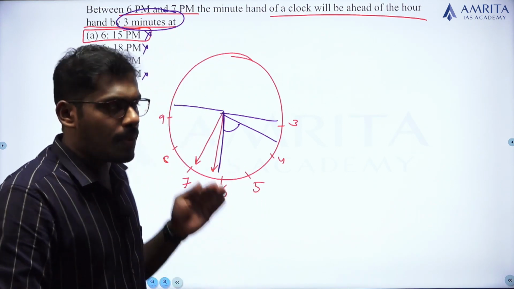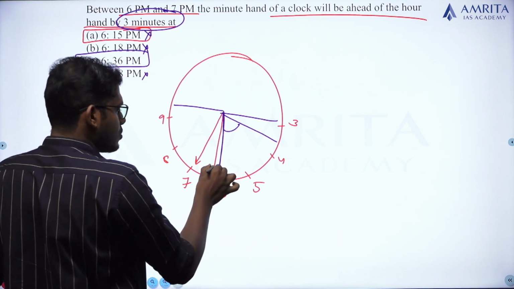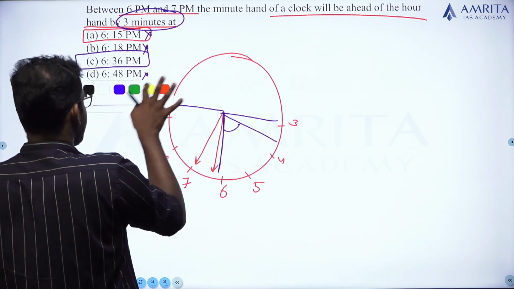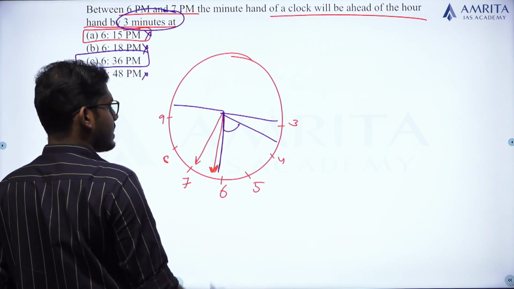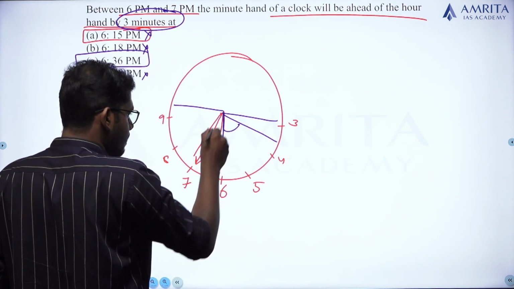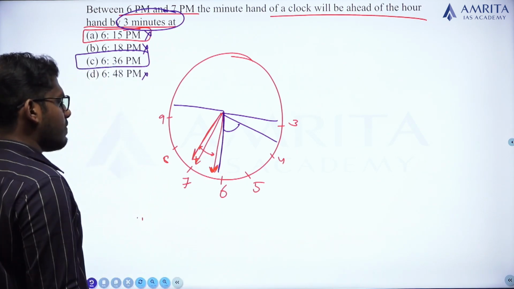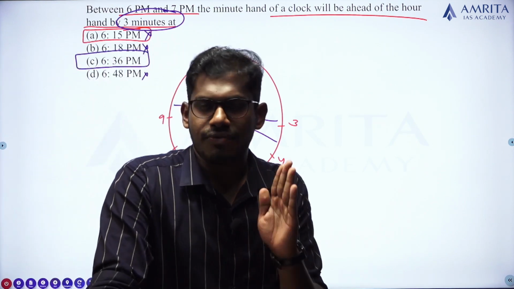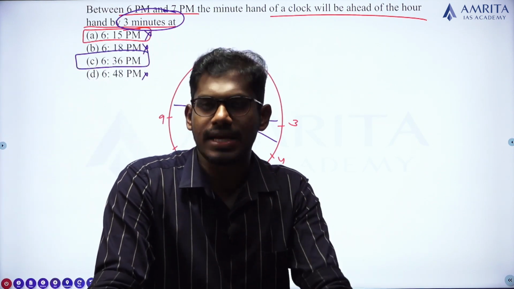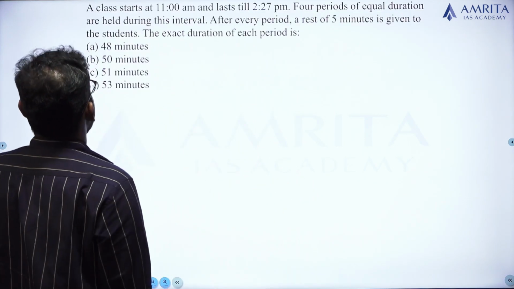So the only probable or possible answer will be 6:36, and it is correct. So if the hour hand is in between 6 and 7, then the minute hand can be 3 minutes ahead of the hour hand, and it can probably be at 6:36 p.m. So it requires minimum common sense, no need to apply any kind of equations or formula here. Clear? Simple question. Next question.